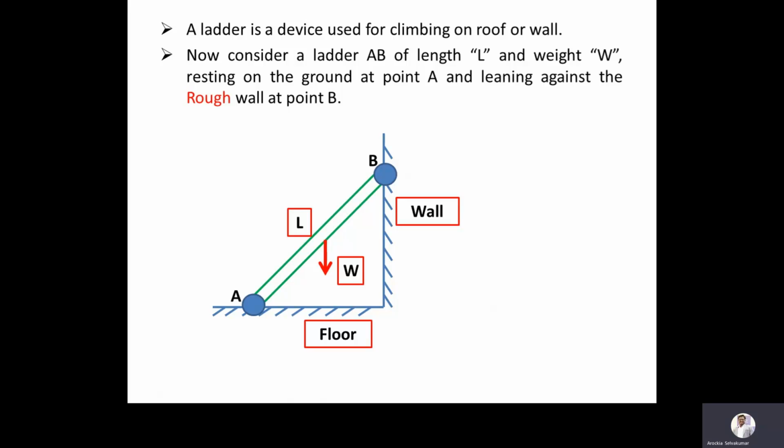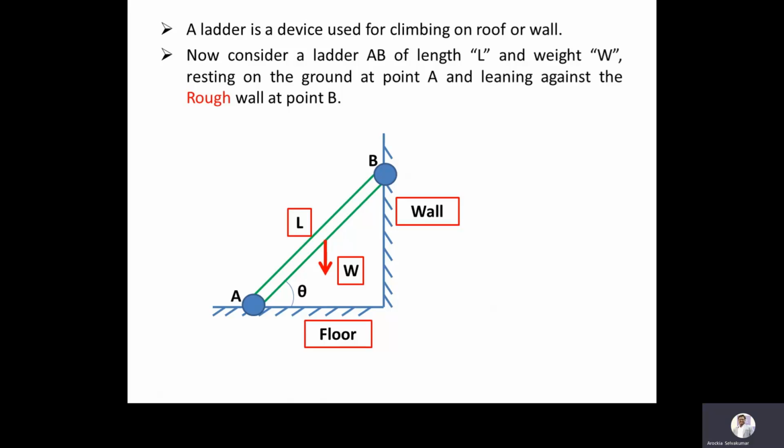So rough wall, that is very important. If it is a smooth wall, obviously friction won't be there. Because it's a rough wall, definitely there will be a frictional resistance. Now let us take the angle of the ladder with respect to the horizontal plane as theta.